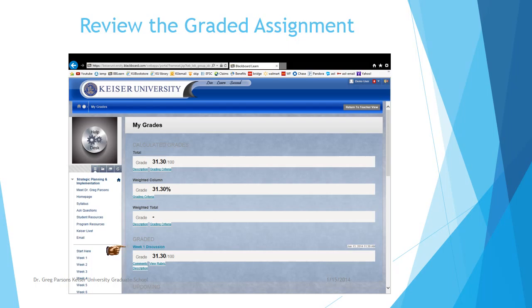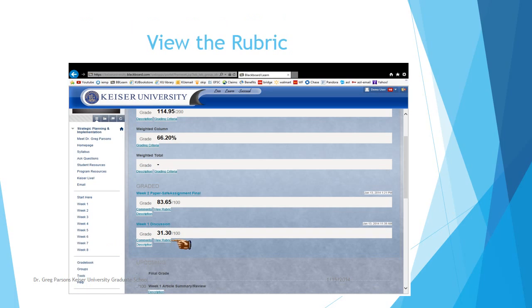And in this case, I'm using the student view, so this should look pretty much like yours when you go into the grade book. And what we're looking at is the week 1 discussion. And we're going to be looking at the view rubric button. Okay, that will allow us then to see what the criterion is.